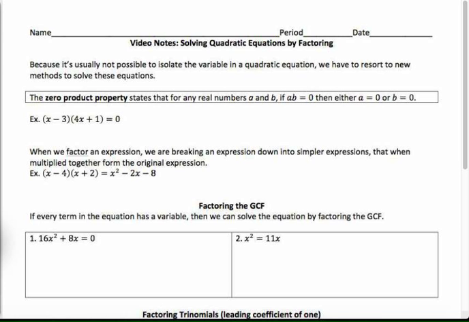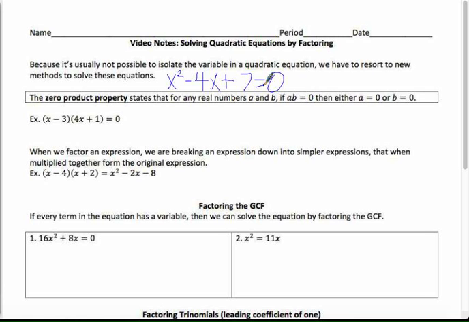So if you hadn't noticed at this point, if you've ever found yourself with an equation that looked like this, x squared minus 4x plus 7 equals 0, you do not yet have the technique to solve this type of equation with just Algebra 1 knowledge.